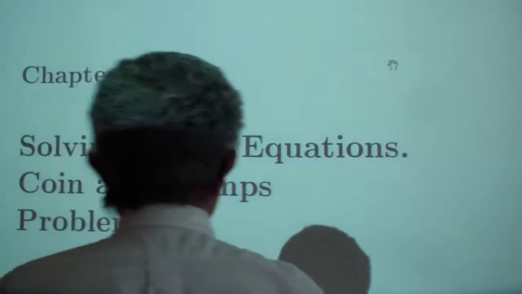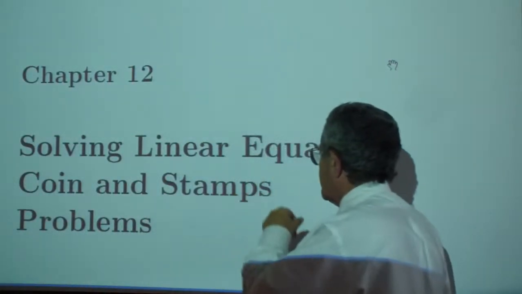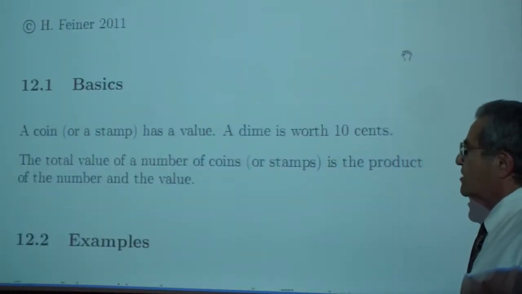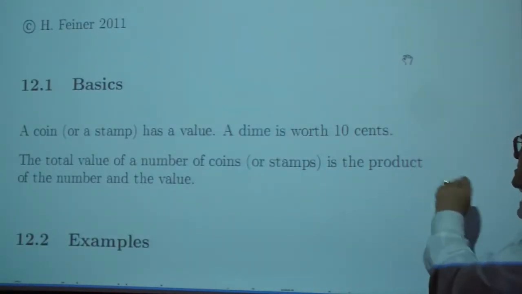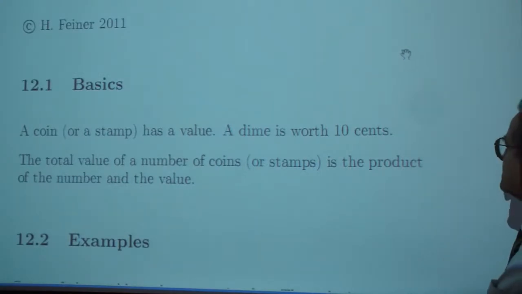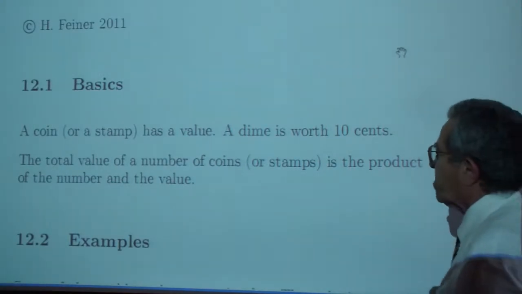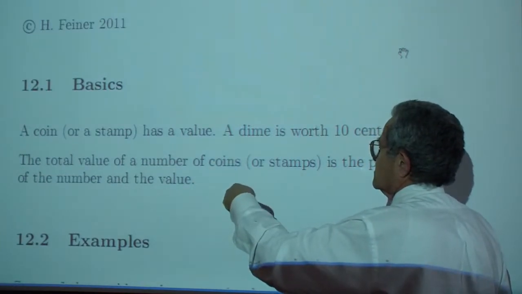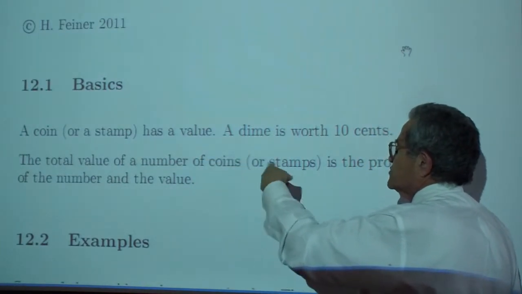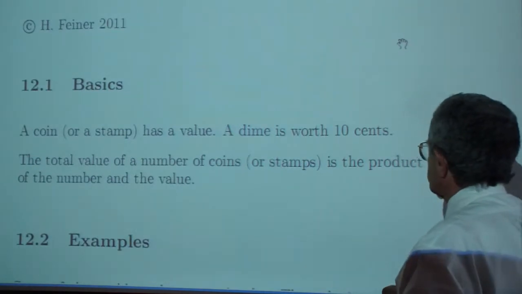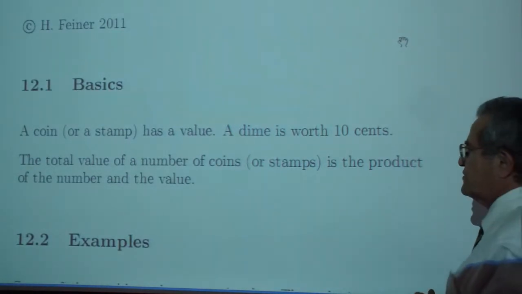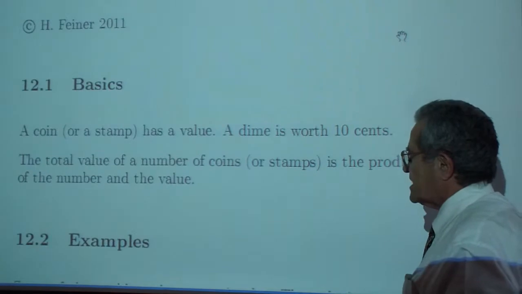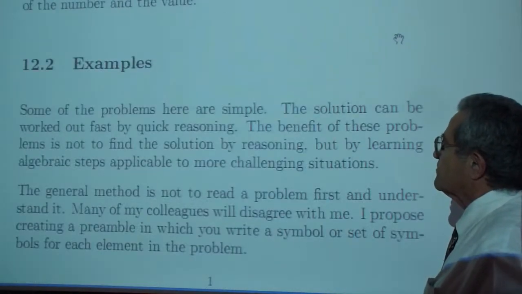Chapter 12, solving linear equations, coin and stamp problems. Now, a coin or stamp has a value. A dime is worth 10 cents. A coin can be different. A stamp can be different. The total value of a number of coins or stamps is the product of the number of coins and the value of the coin.